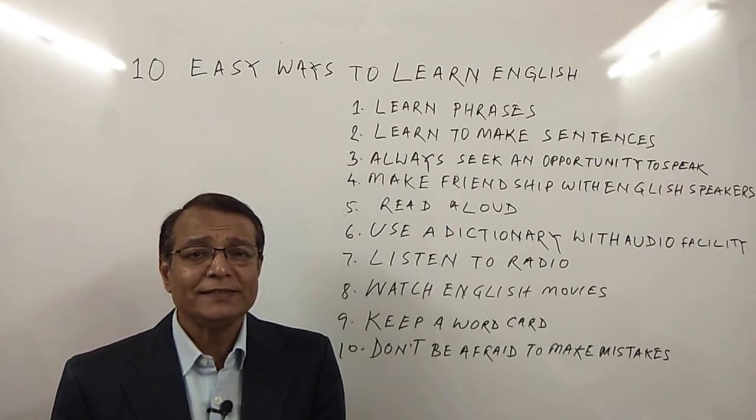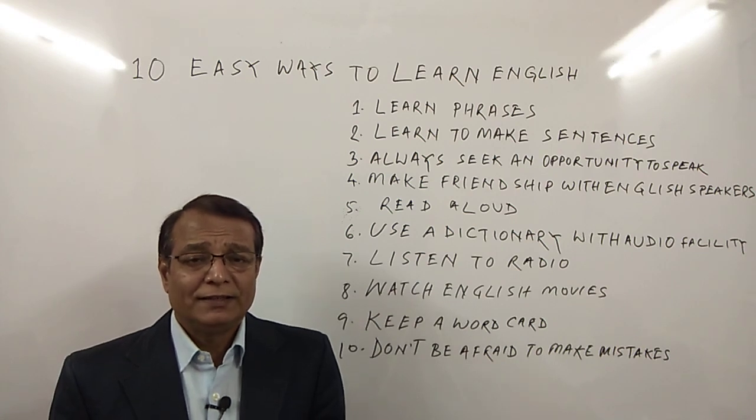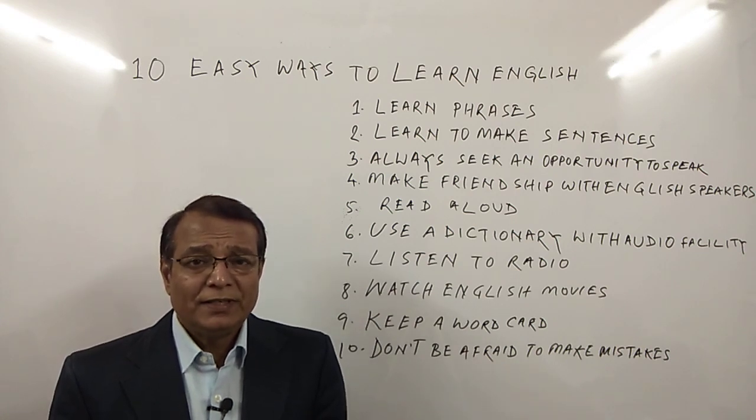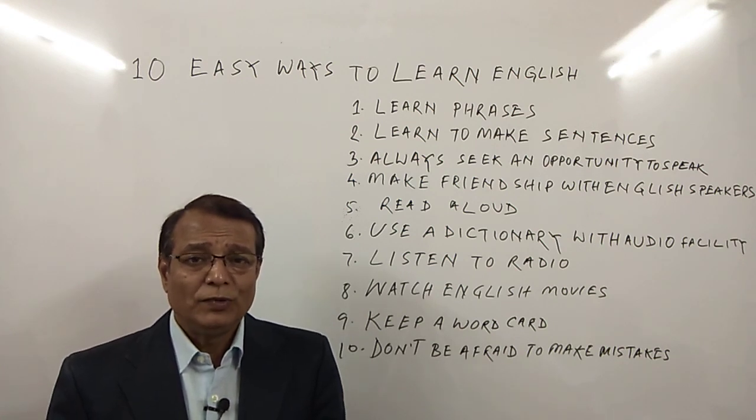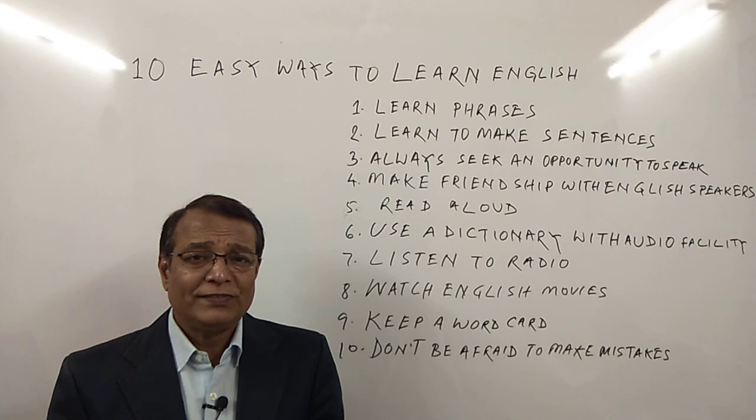The second thing is learn to make a sentence. We must know how to make a sentence. Actually, a sentence has four kinds: declarative, interrogative, imperative and exclamatory sentences. If you know how to make these sentences, then our language is going to be better and easier. So try small sentences now.